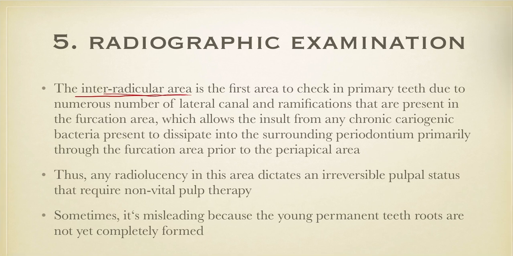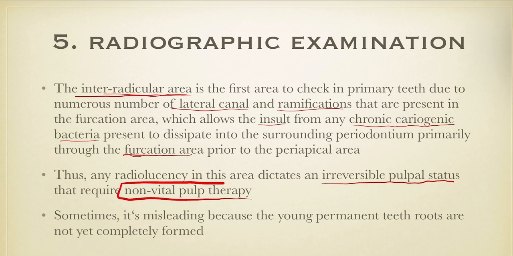Due to the numerous lateral canals and ramifications present in the furcation area, the insult from any chronic cariogenic bacteria present can dissipate into the surrounding periodontium, primarily throughout the furcation area prior to the periapical area. So the furcation area is really, really important. This is the first area where bacteria can dissipate and start its action. Thus, any radiolucency in this area dictates an irreversible pulpal status that requires non-vital pulp therapy.